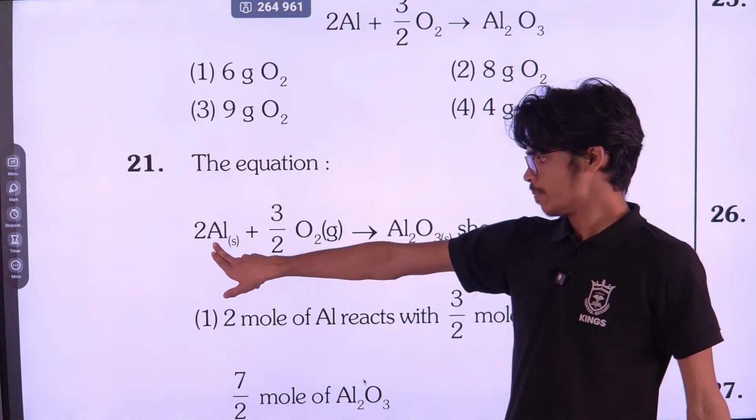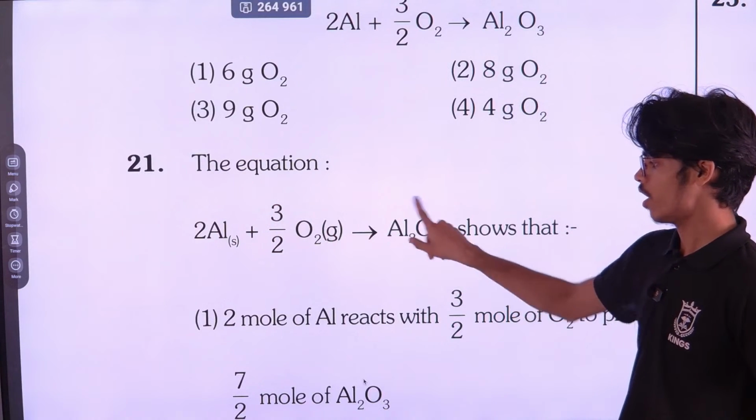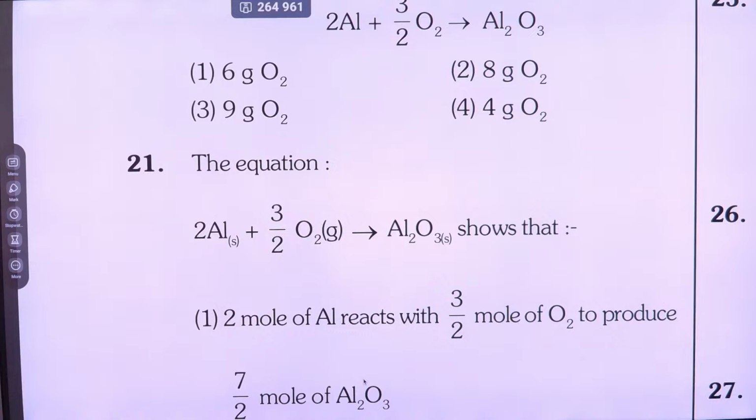2 moles of aluminum, 3/2 moles of oxygen and 1 mole of aluminum oxide. So question 21, option number 4 is the right answer.